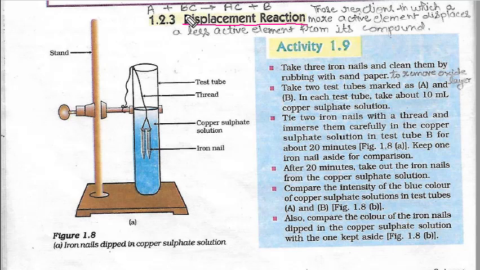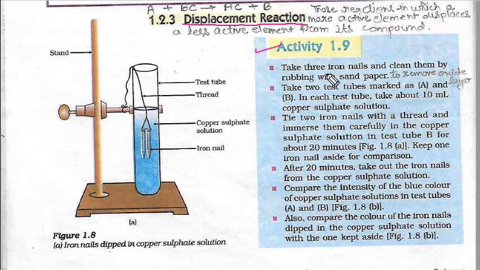Now try to understand this equation. A is an element and BC is a compound. Now A is more reactive than B, so A will displace B. So when A displaces B, it will become AC and B will get separated out. Now we will understand the displacement reaction with the help of Activity 1.9.